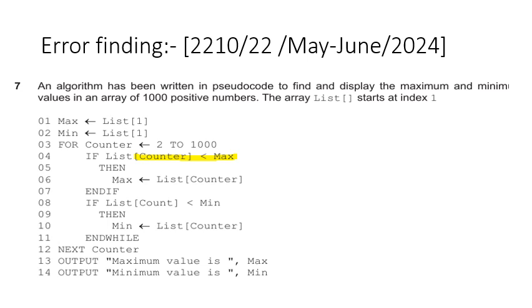The second error, counter. Here they declare the variable count, whereas the variable is counter. The third error is end while loop. It should be end if, like this. End if. So this is an error.